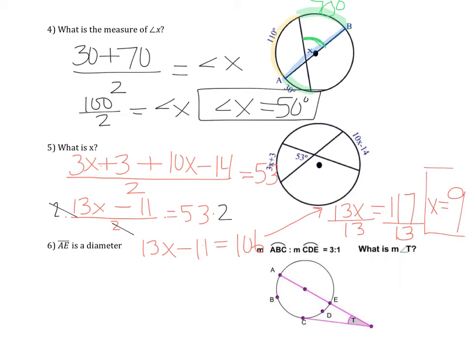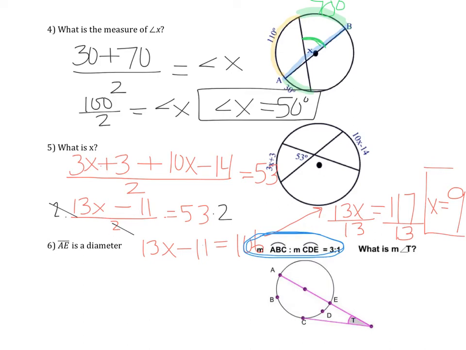All right, number 6 has a little extra added twist to it. We see at the very beginning of this question that arc ABC to arc CDE has a ratio of 3 to 1. So we don't know their measures yet. We just know that they have a ratio of 3 to 1. Well, we've done a problem similar to this, with a ratio anyway, back when we dealt with polygon angles. It's been a little bit since we've done that, but I bet it will come back to you.